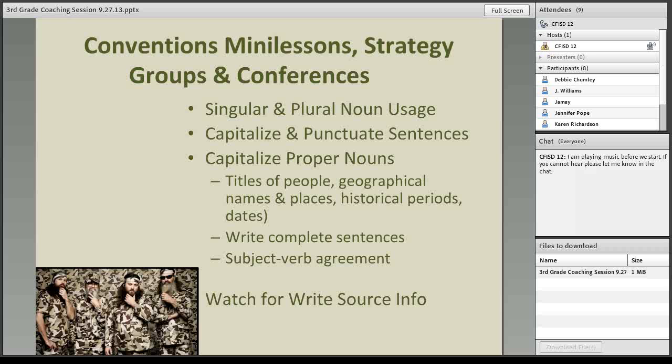So if you have your own writer's notebook and you're putting it under the document camera, you can show them and model them complete sentence with subject verb agreement. Also, I just want third grade teachers, I want to remind you to be on the lookout for the right source information that should be coming for you. We have that a great resource of how you can model and explain to students.